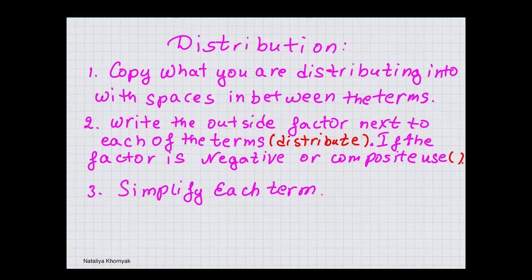Distribution. If you need to distribute a term from outside of the parentheses, first thing you want to do is copy what you are distributing into with the spaces in between of the terms. Then you want to write outside factor next to each of the terms, which is the act of distribution. If the factor is negative or composite, use parentheses. And then you want to simplify each term.